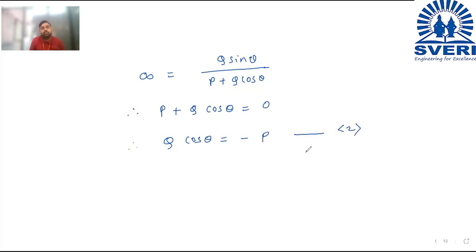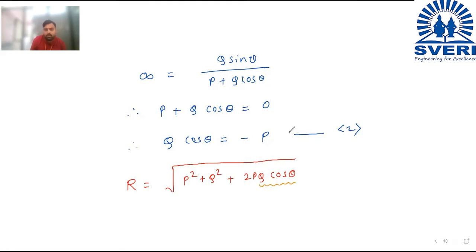Equation number 1 what was it? P plus q is equal to 9. That is our equation number 1. So now I will use the formula of the resultant. So R is equal to under root p square plus q square plus 2pq cos theta. This is R. So here you can see this term q cos theta. So from equation number 2 we can put q cos theta is equal to minus p. So I will put that.